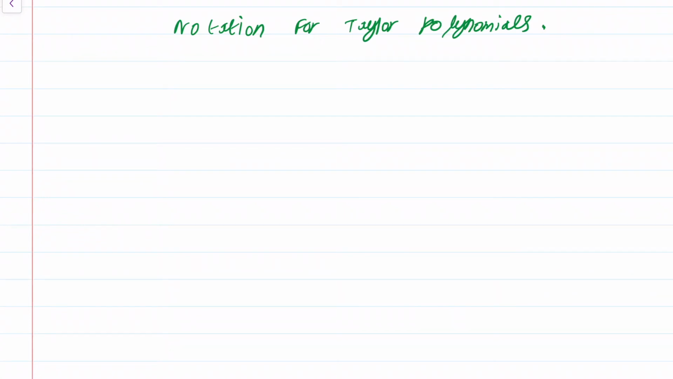The purpose of this really short module is to set up some convenient notation for Taylor polynomials. Let f from (a, b) to R be a C^k function.